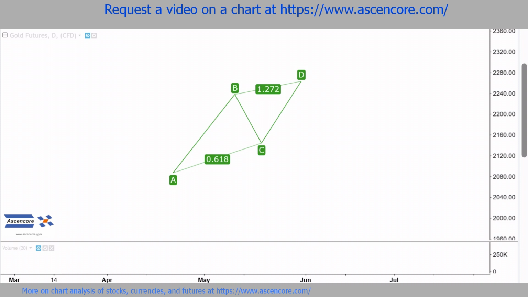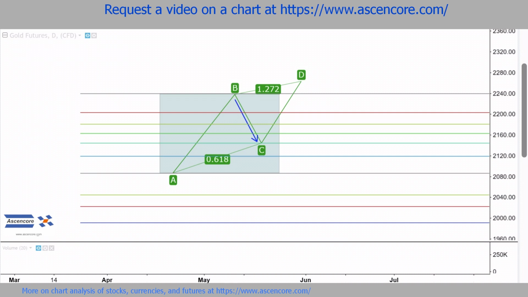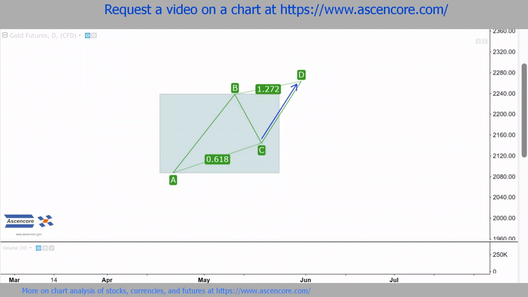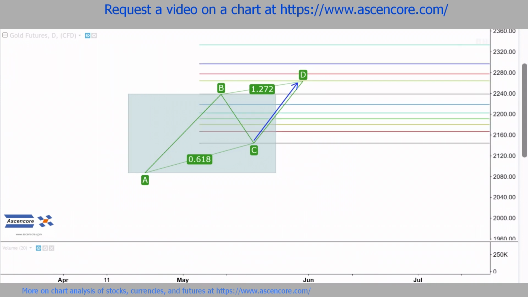The ABCD pattern begins to form with a regular 0.618 Fibonacci retracement, where point C retraces 0.618, or in other words, 61.8% of the distance traveled from A to B. Then the distance from point C to D is 1.27, or 127% of the distance from B to C. So basically a 1.272 extension of the range covered from B to C.